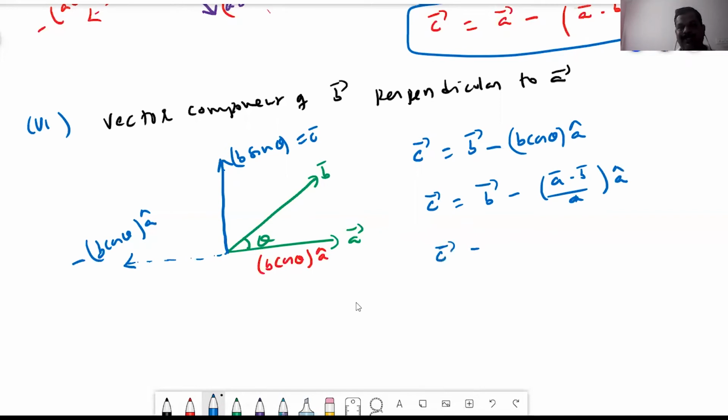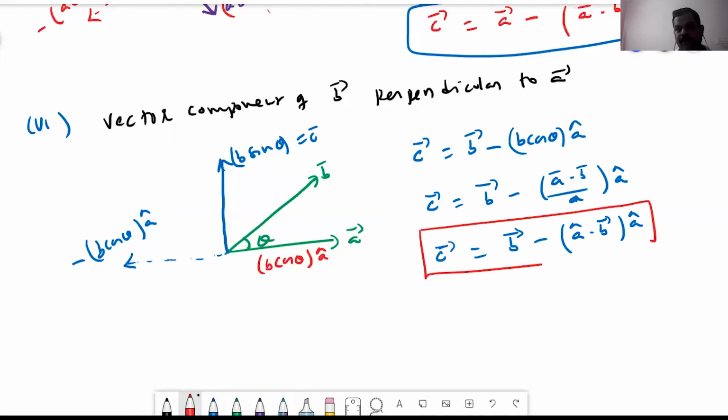So c bar is equal to b bar minus, sorry, I can write a cap dot b bar times a cap. So this is the vector component of b bar perpendicular to a bar, whereas this one is parallel to a bar. So these two are very important.